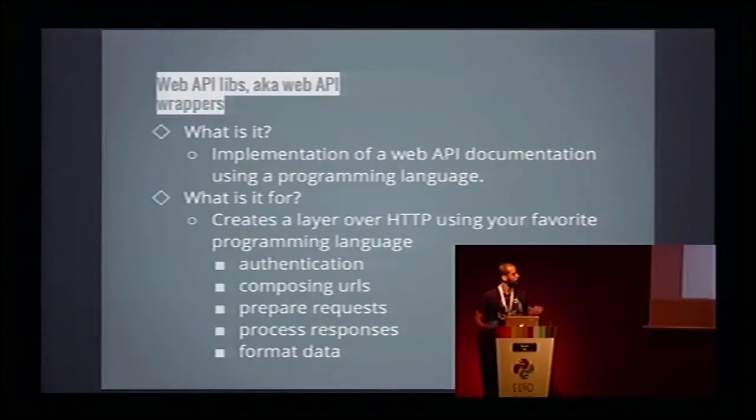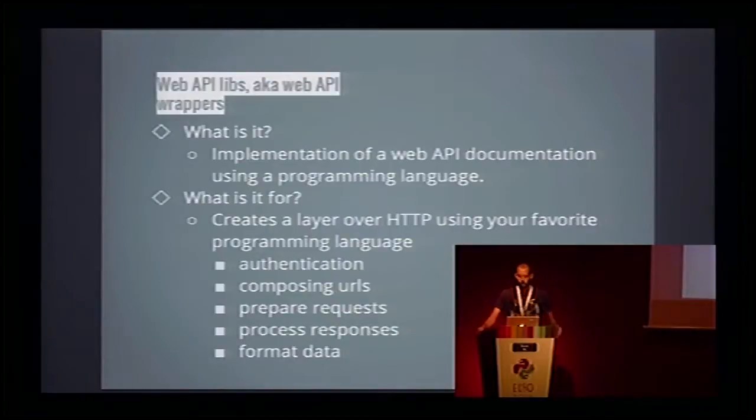First of all, so we are on the same page. When I say API wrapper, a wrapper would be just an implementation of API documentation in a programming language. And it can be in any programming language. Today we'll be talking about Python, but you can build a wrapper for a web API in any language. So it's basically just a thin layer over HTTP, and it will help you develop software, integrating services.